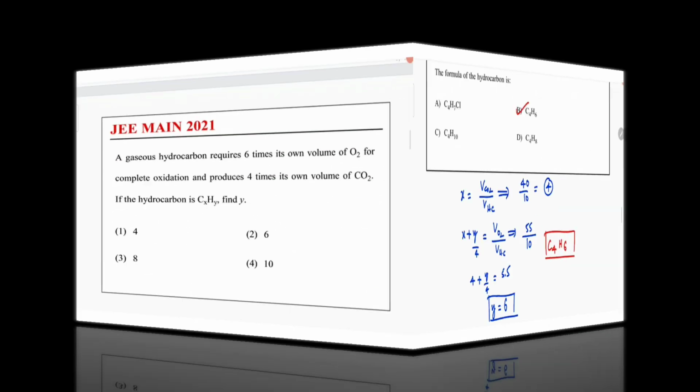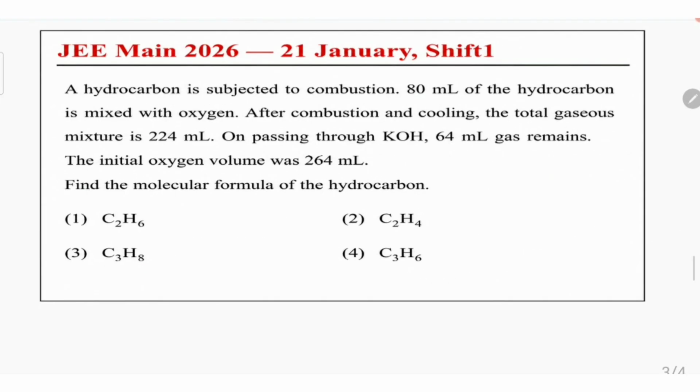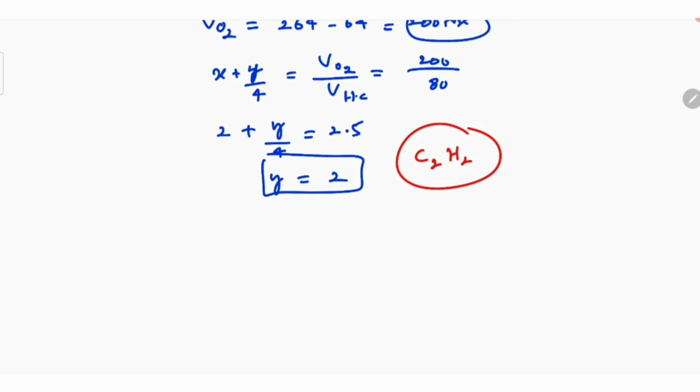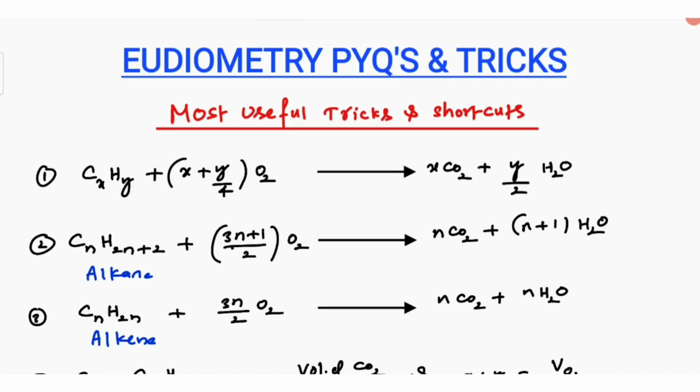JEE Mains 2021, again same trick. JEE Mains 2026 question, 21st January shift. All 3 questions we solve within few seconds. Observe the trick once again. Eudiometry PYQs look lengthy, but most of them can be solved in just 30 seconds. In this video, I will show you the exact tricks and shortcuts you need for JEE.